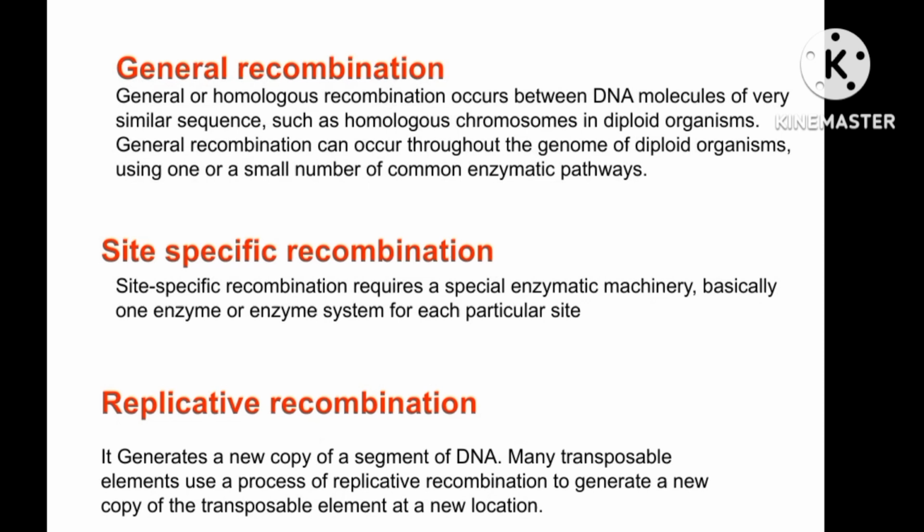Now come to the third type, which is usually used by bacteria: replicative recombination. Replicative recombination accompanies the replication of genetic material, and it does not depend upon sequence homology. It is used by genetic material that moves about the chromosome, so a complete set of the genetic material is formed. A very common example is transposable elements, which carry out replicative recombination.